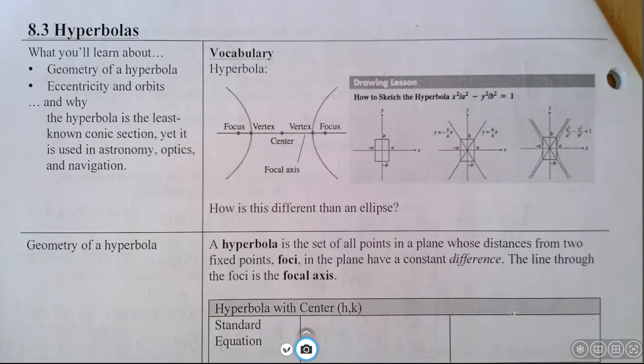Okay, so welcome to the final section, 8.3 of this chapter. And what we're looking at now is our third, or fourth if you count circles and ellipses separately, type of conic section. So what did we talk about before?